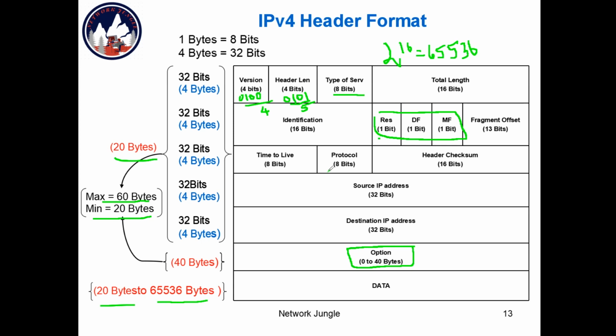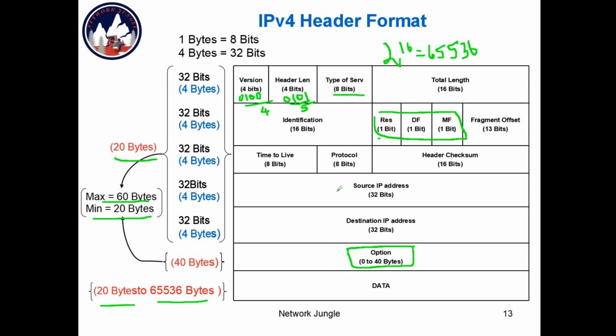And next one is the header checksum. So it is the 16 bits. Then it is used for error checking of the header format. If the packet arrives at the router, then it can calculate the checksum. If it is different, the packet will be discarded because the packet value is modified.